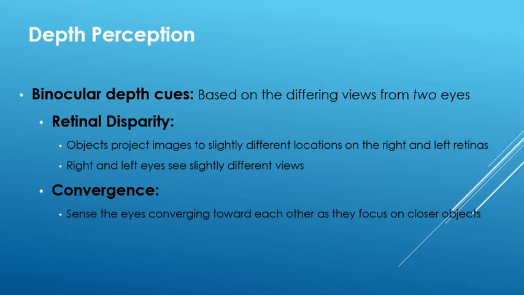And then we have convergence, which is the sense of the eyes converging towards each other as they focus on closer objects. So for things that are farther away, your eyes are looking more straight forward, but when something's closer, you kind of go cross-eyed. And so that's what convergence is. It's that cross-eyedness from trying to focus on something that's much closer to you. So that is it for the visual system.